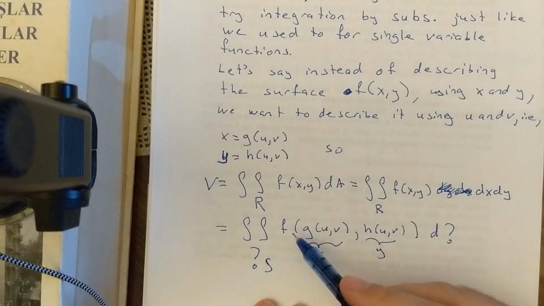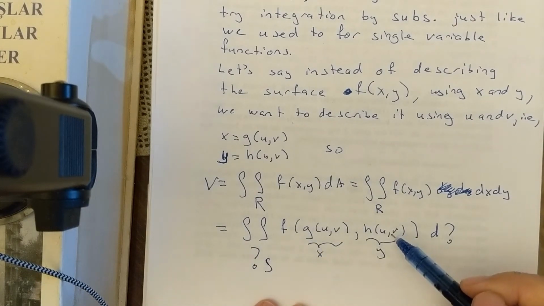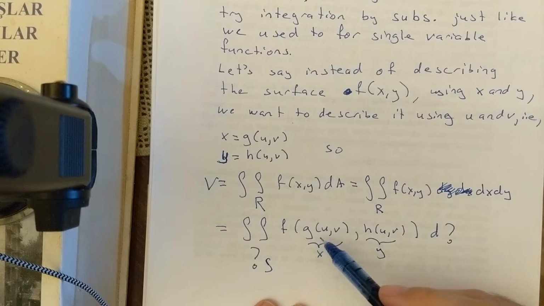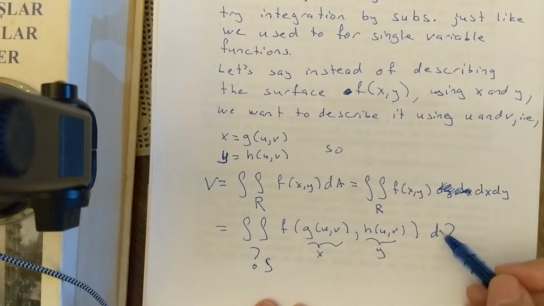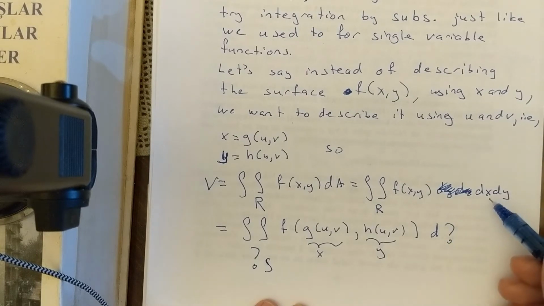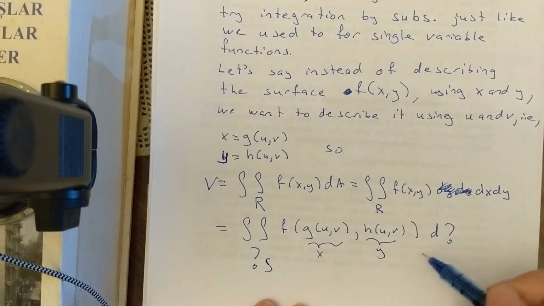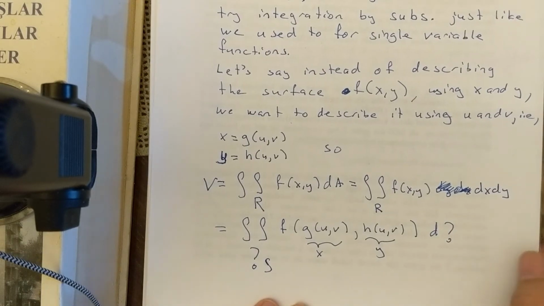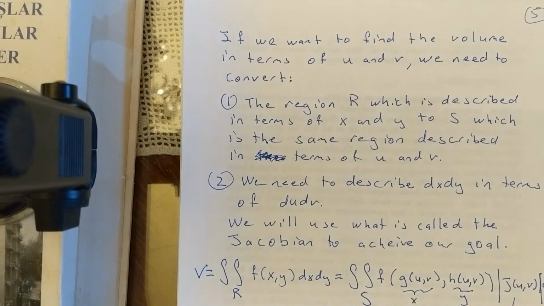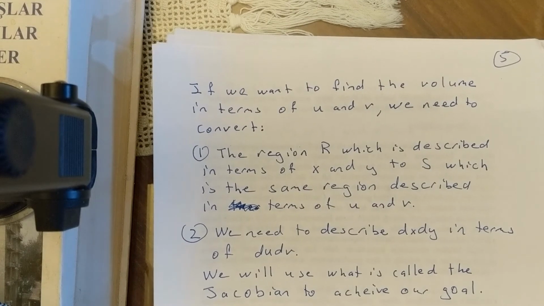Okay, and then substituting into x and y, we have f of g of u, v and h of u, v, and then the dA is going to be what? How do I describe dx dy in terms of du and dv? Okay, so there has to be some conversion that we need to do. Okay, so our problems are twofold. Okay, well, it's actually threefold.